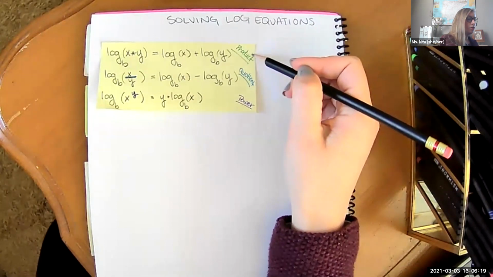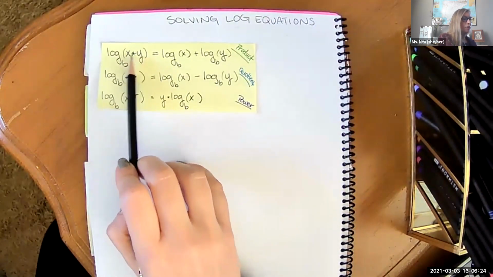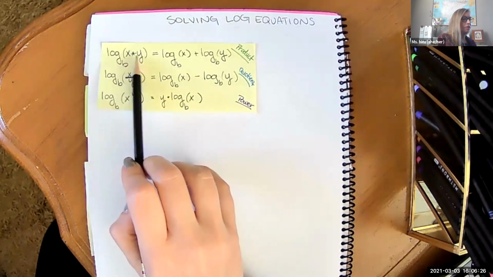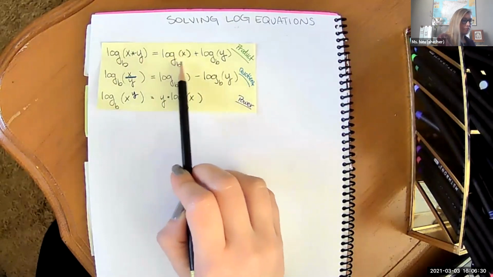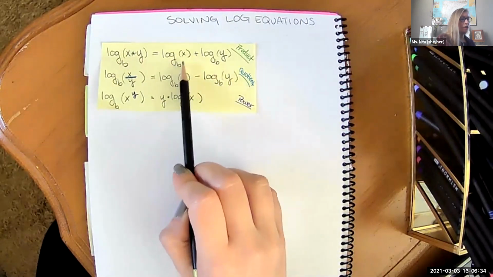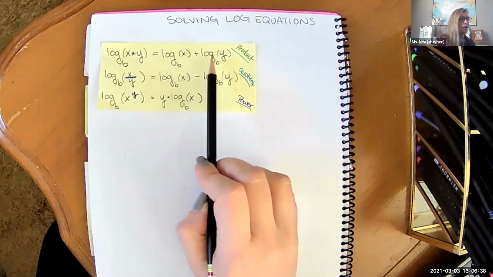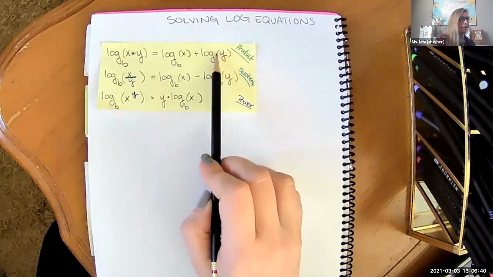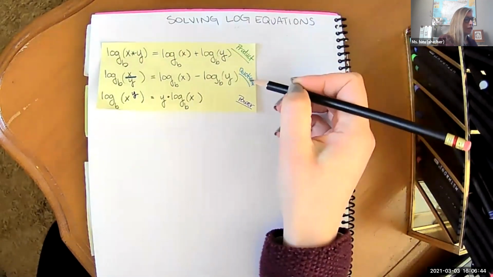You have the product rule, which is basically if you have two things being multiplied, the product of these two things, and you're taking the log of those, you can rewrite that as the addition of the logarithm, same base. Notice that the base hasn't changed. Logarithm of that first thing that you are multiplying plus the logarithm of that second thing that you are multiplying. Really, really handy rules to have.